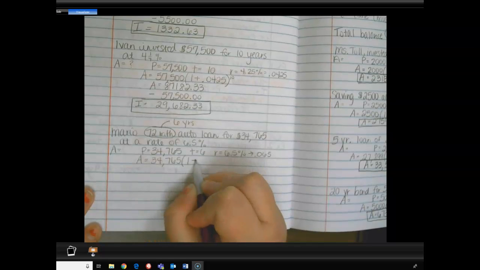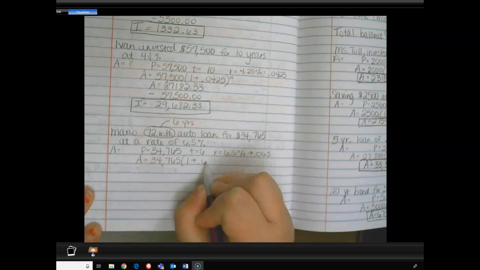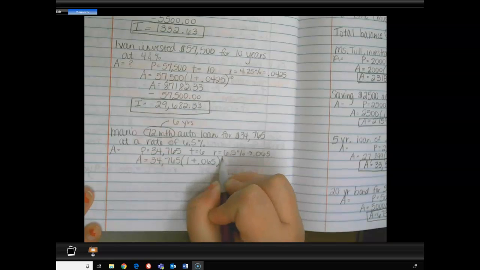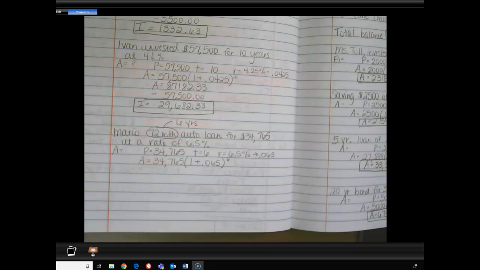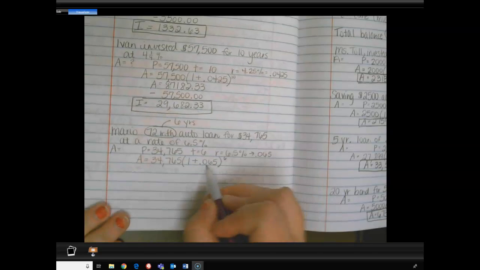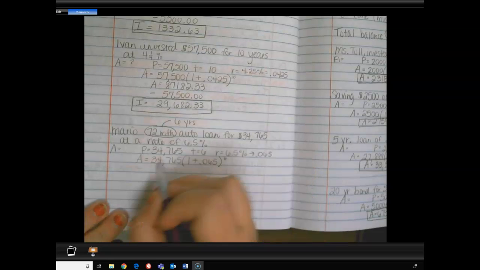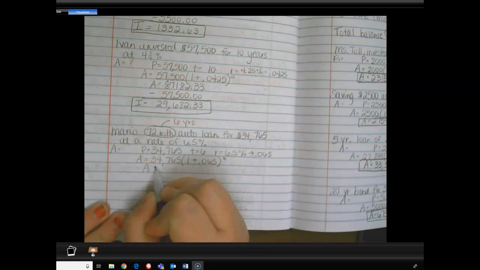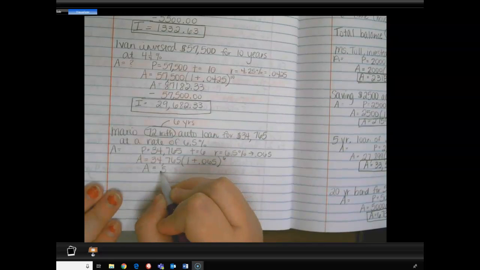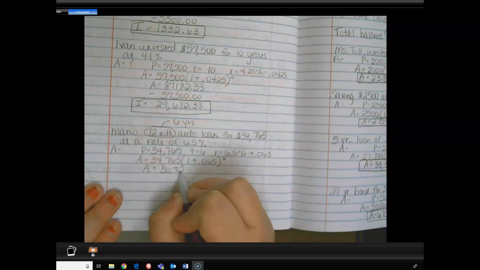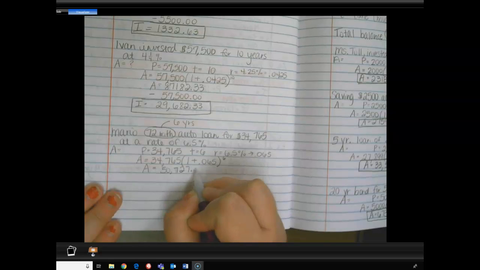All right, so my formula, which I don't have to have memorized, my P, parentheses 1 plus my R, which is 0.065, to my T. Most common mistakes people make doing these are putting it in the calculator wrong, and the second mistake is that they forget to change that percent to a decimal. When I work that out in my calculator, I get $50,727.10.